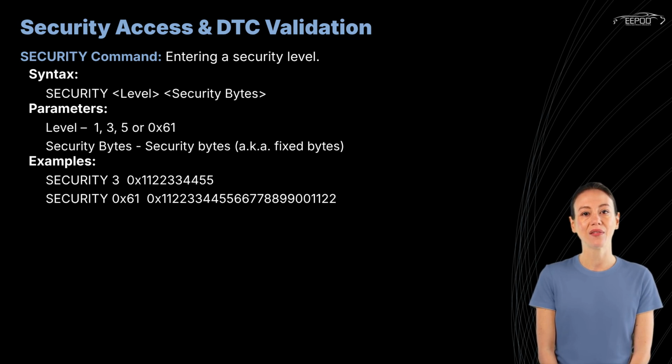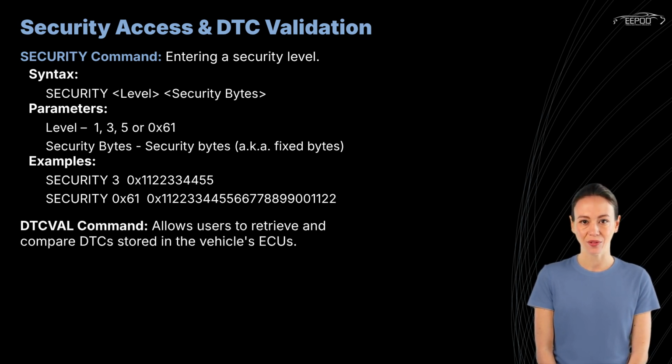Let's now take a look at the DTCVL command in FSCRIPT. This command is used to check for the presence of specific diagnostic trouble codes, DTCs, stored in the ECU, and it gives you control over what to do based on that. It's useful when you're building safety checks, running conditional logic before a flash, or validating the results of a test routine.